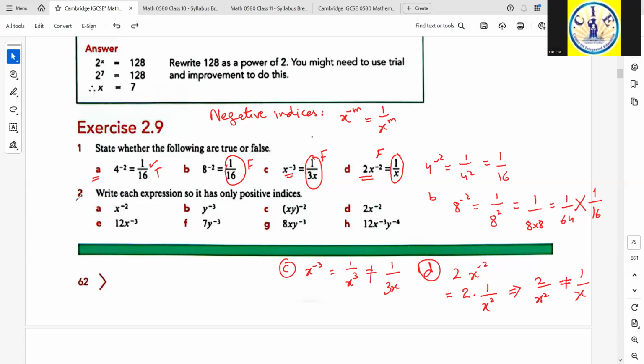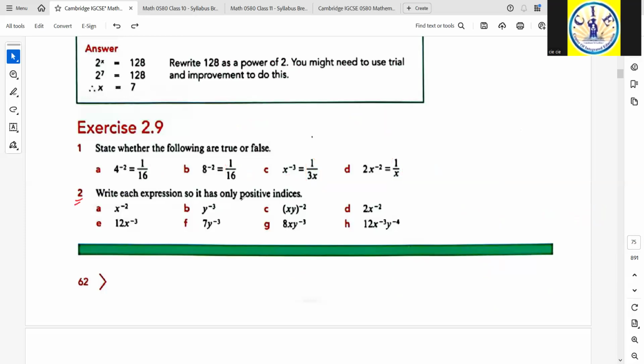Okay, now question number 2. Write each expression so it has only positive indices. Part A can be simplified to 1 divided by x squared. So the index is positive. So that's it. Part B can be done exactly the same, on the same pattern: 1 divided by y cubed.